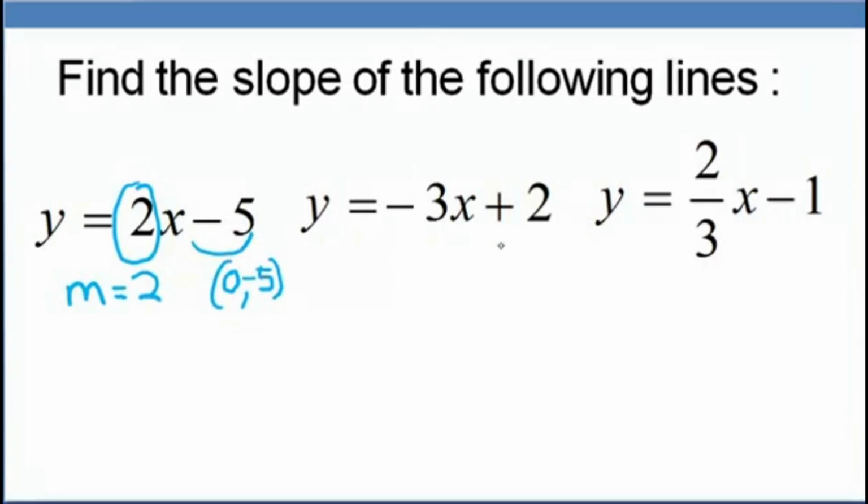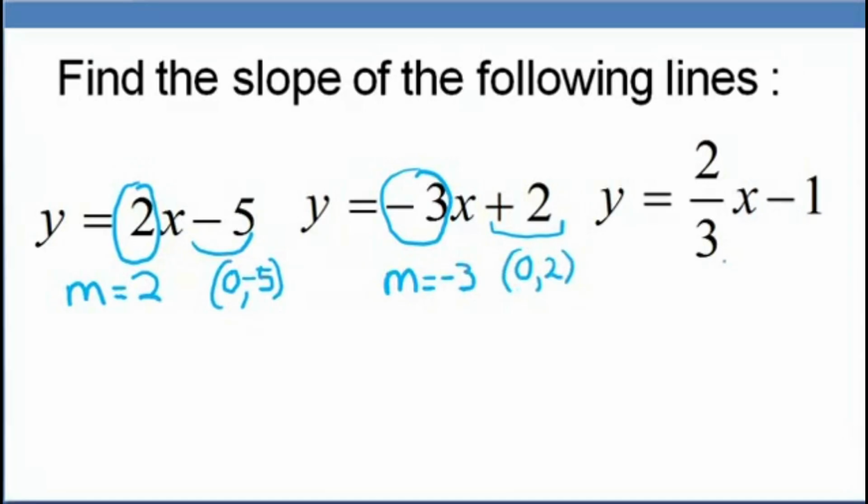So for our second example, y equals negative 3x plus 2. To find the slope, y is isolated, so it is in the proper form. Your slope is the coefficient of the x. The coefficient does include the sign, so m equals -3. You can also pick off your y-intercept. It didn't ask for it in this question, but you could. It will be 0, 2.